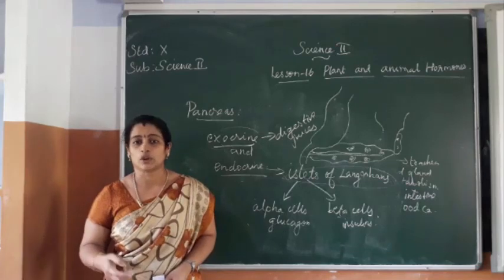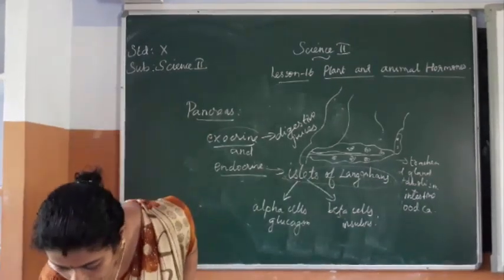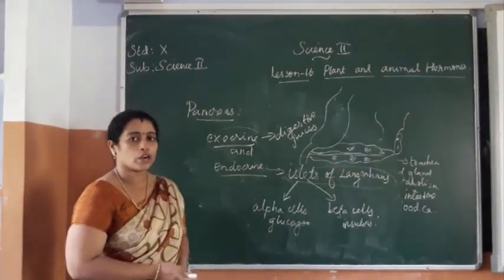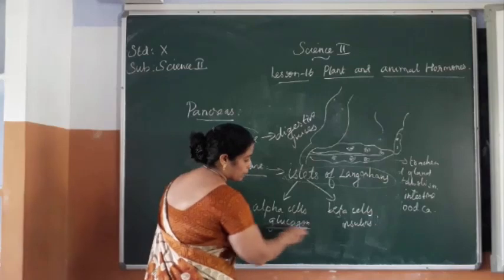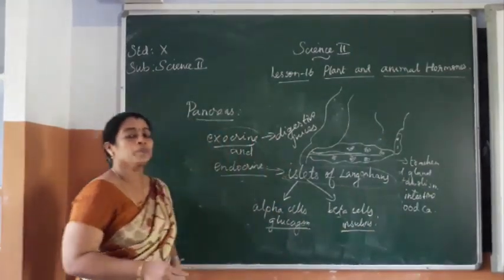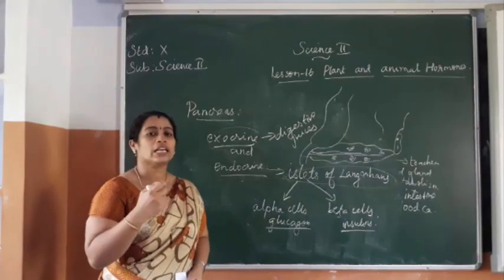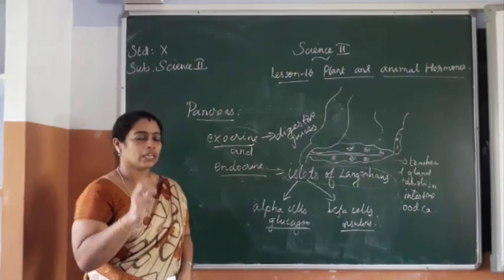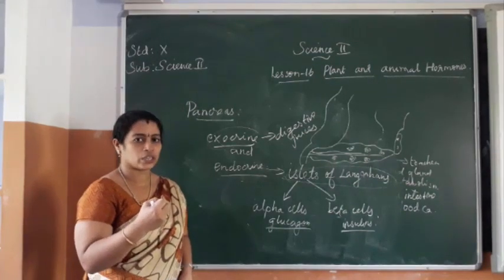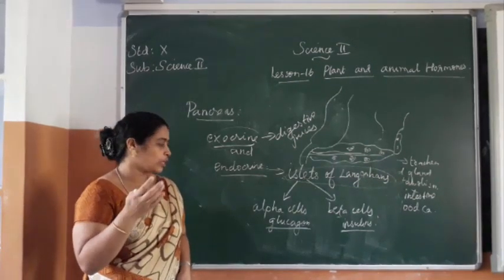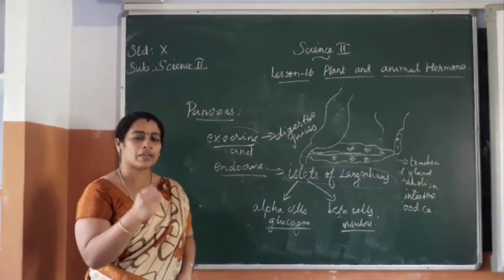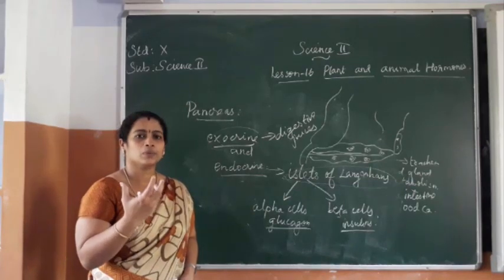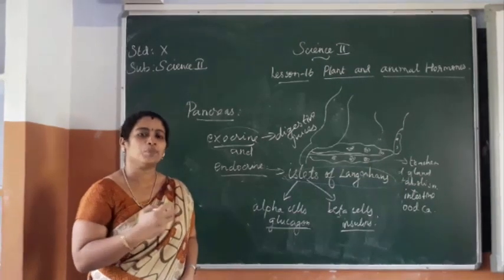Next, what are the functions of these hormones? Pancreatic hormones: there should be a balance between insulin and glucagon, then only our blood sugar level will be maintained properly. Both glucagon and insulin act jointly together and regulate the body, so that our blood sugar level is maintained in a proper manner.